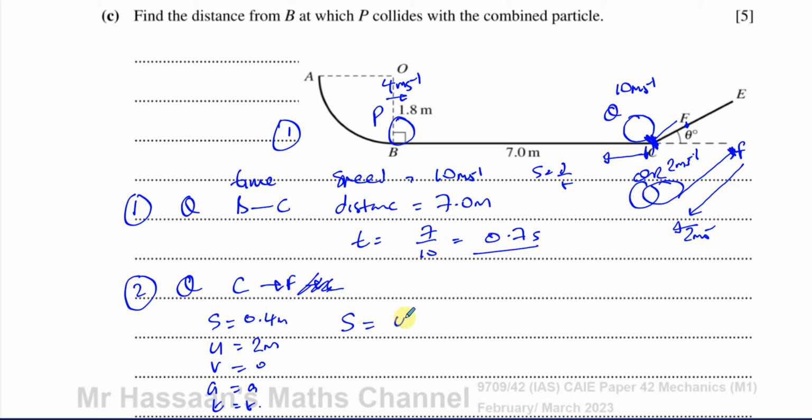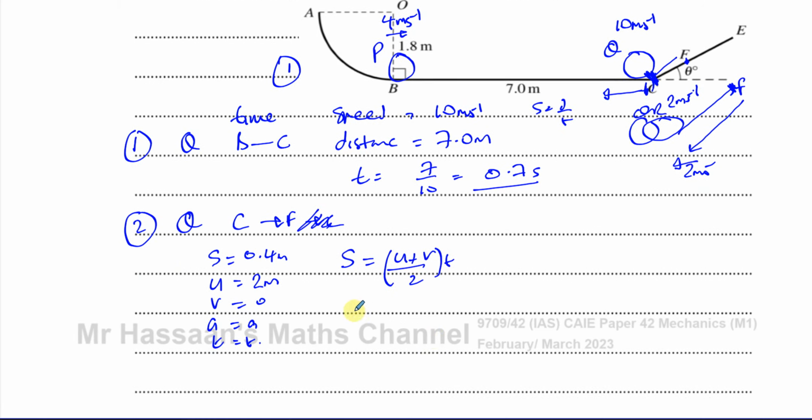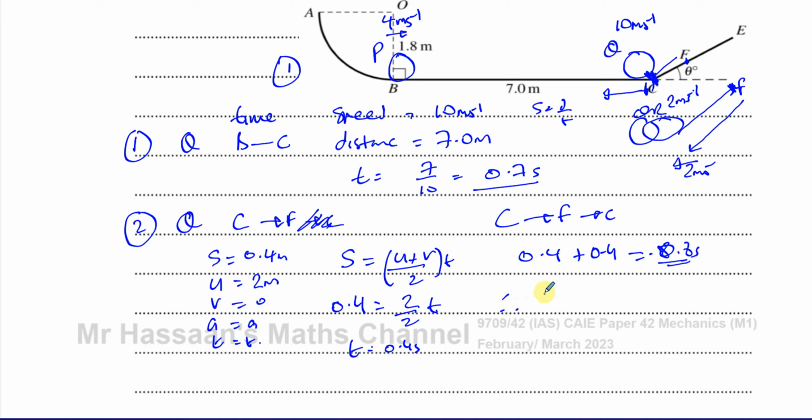We know that S equals (U plus V) over 2 times T. That's one of the equations of motion based on the trapezium rule, right? So I want to find T. I know U, I know V, I know S, so I can find the time this way. We're going to have 0.4 equals (2 plus 0) over 2 times T. So T is going to be 0.4 seconds from C to F. So C to F back to C again is going to be 0.4 plus 0.4, which is 0.8 seconds.